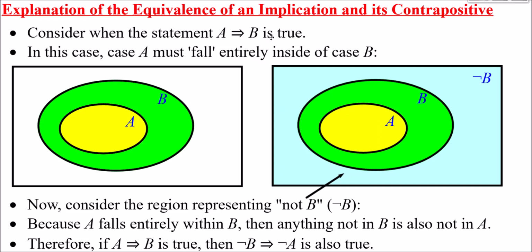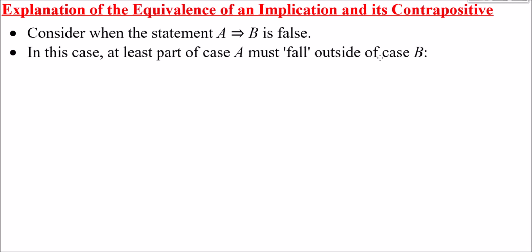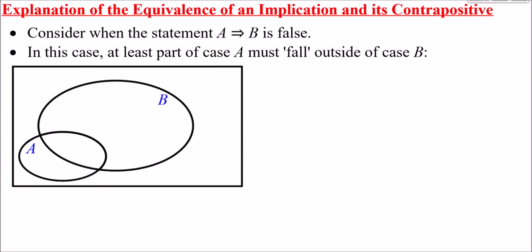But what about if this implication were false? So let's get rid of this and think about what if A implying B isn't actually true? What if that's false? Well, in this case, at least part of A must fall outside of B. For example, like this. So here, I can't say with all certainty that A implies B. For example, if I'm talking about this part of A, then that part of A is not part of B. So A implying B in this case isn't always true.